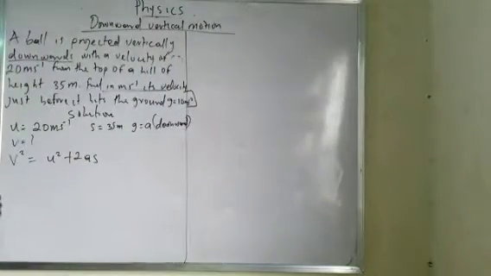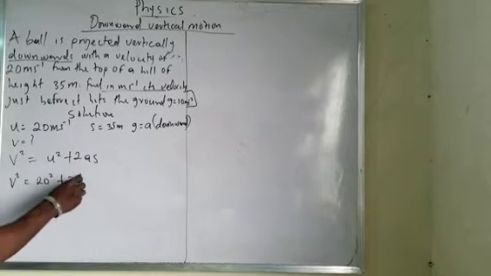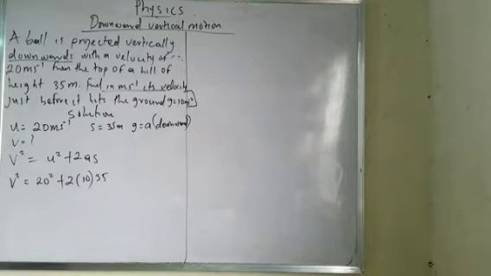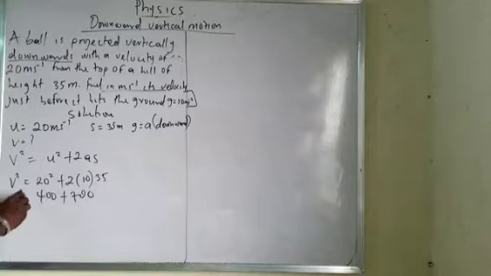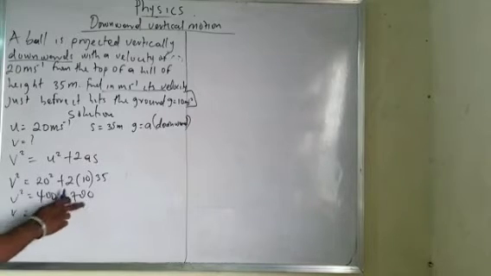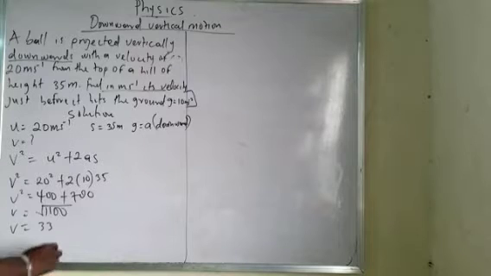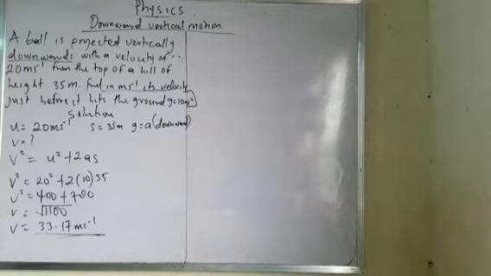Now, since I have it, I can say that my v squared equals 20 squared plus 2 bracket of 10 bracket of 35, which I can now say is 400 plus 20 times 35, that will be 700. It should be 700. Yes, 700. v squared equals that. v equals root of 1100, which gives v equals 33.7 meters per second. That is my answer.